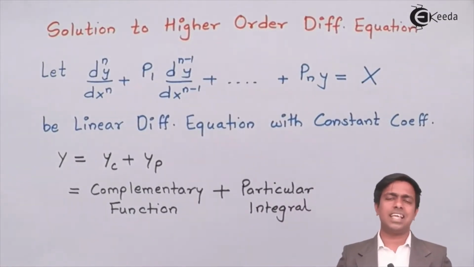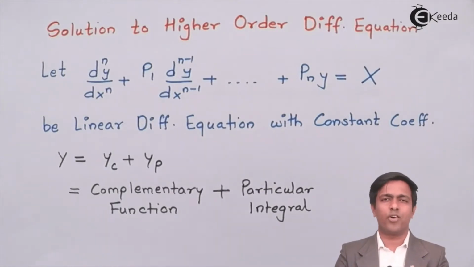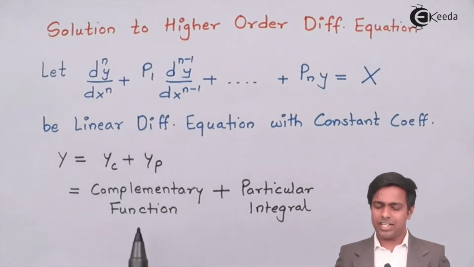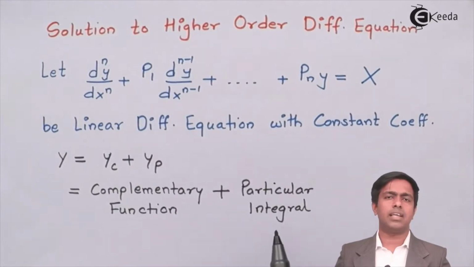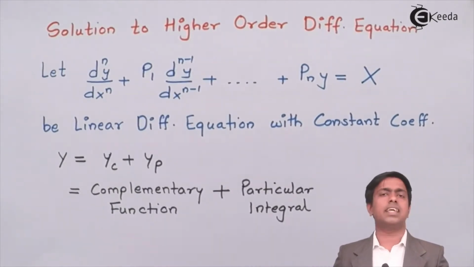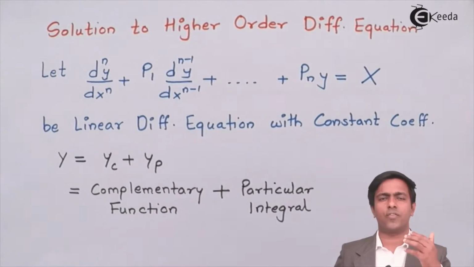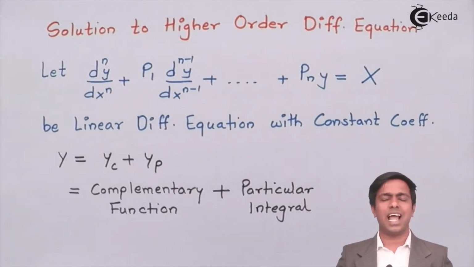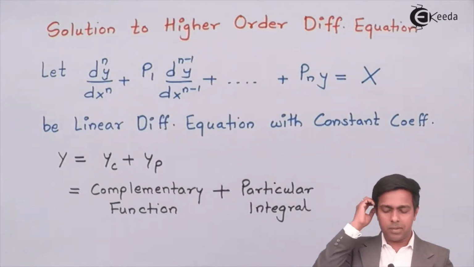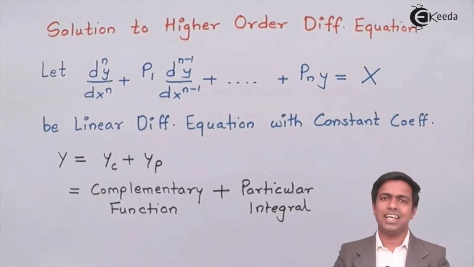Now guys, yc and yp are the symbols used by me for simplicity, but in many colleges they say complementary function as CF and particular integral as PI. So they take the initials and they say the complete solution or the final solution of higher order differential equation is CF plus PI. But here we will call it as yc and yp. So in our case, yc is complementary function and yp is the particular integral. Now the question remains how to find out the value of yc and yp.